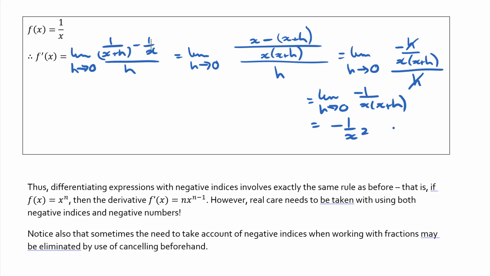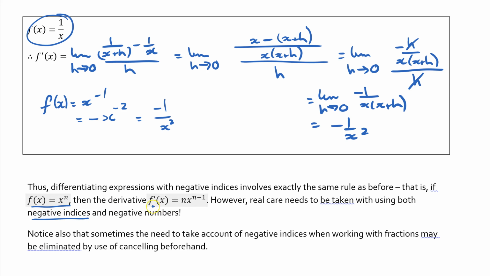x squared. Now, how does that stack up with our rule from before? Well, remember, f of x equals 1 on x, it's also x to the minus 1. So our previous rule said multiply that number down, which would be minus 1 times x, and subtract 1. So that would be x to the minus 2. And x to the minus 2 is x squared on the bottom, so it's minus 1 on x squared. So what we've established is that for negative indices, our rule from before works exactly the same way.